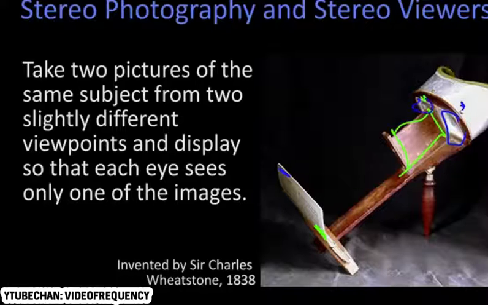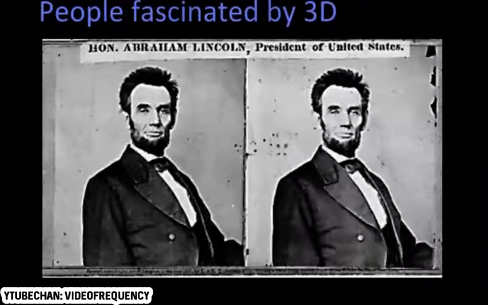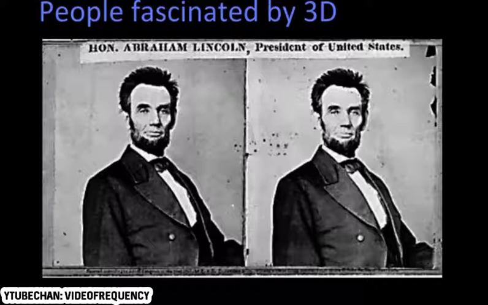And there are these lenses here that essentially train the eye right on the image that's right in front of them. People were fascinated by this. So here's a picture of Abraham Lincoln taken in 3D. So we went from 1838 to 1860, so just 20-some-odd years, and already you're doing 3D portraits of the President of the United States. So it became a really compelling thing for people to see, because you take this flat thing, and all of a sudden you would see depth.